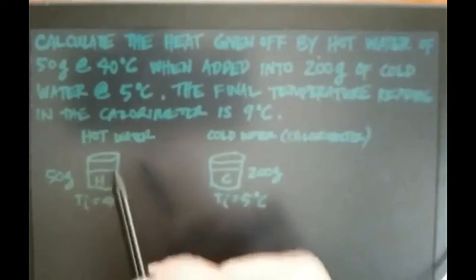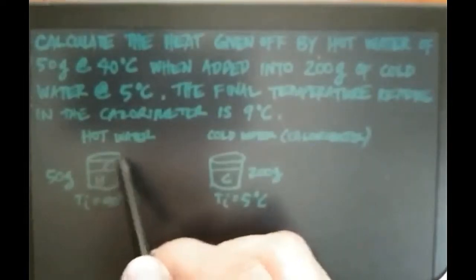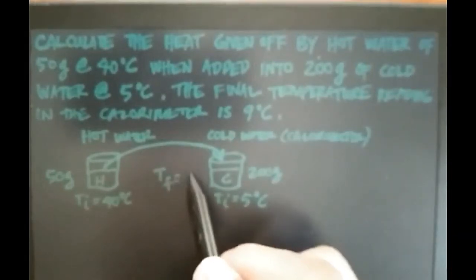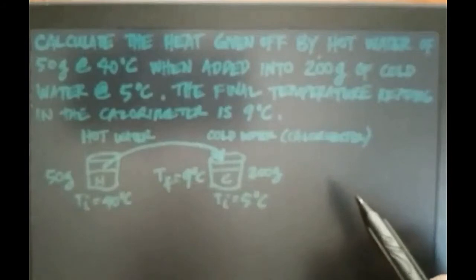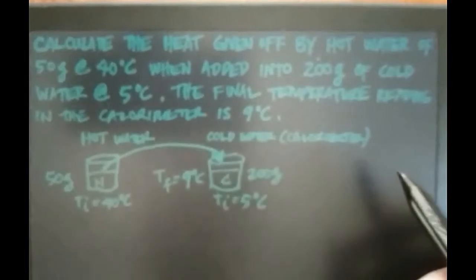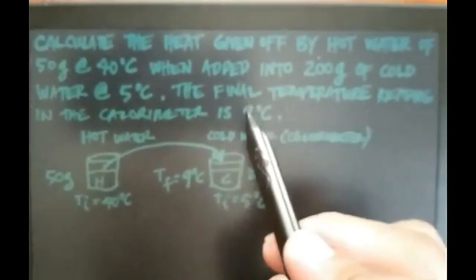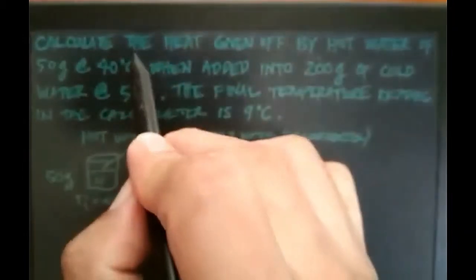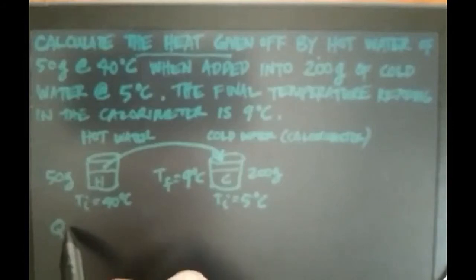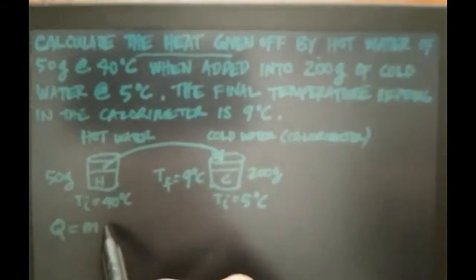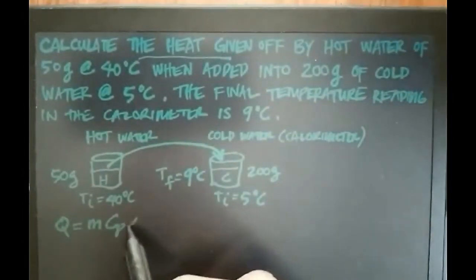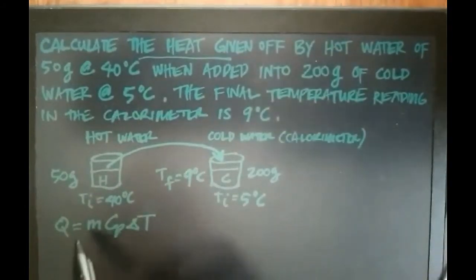So if we add this hot water into the calorimeter or the cold water, it will give the final temperature of 9 degrees Celsius. So now, what we are looking for is the heat given off by the hot water, and using the formula Q for energy equals mass times the specific heat capacity of water times the change in temperature.